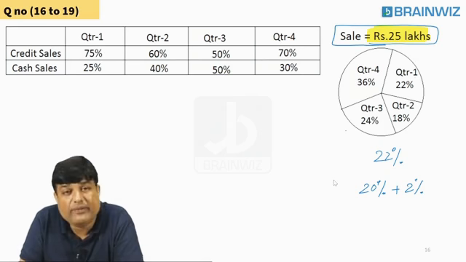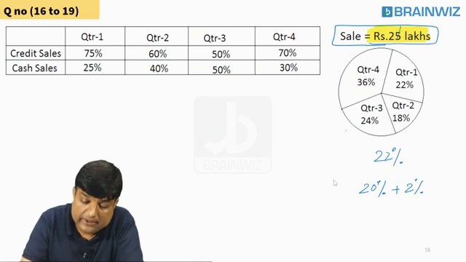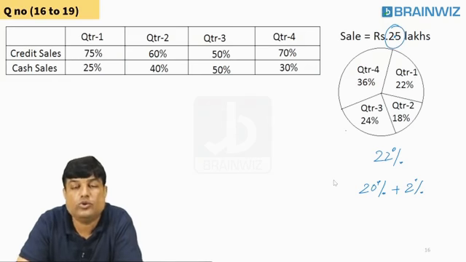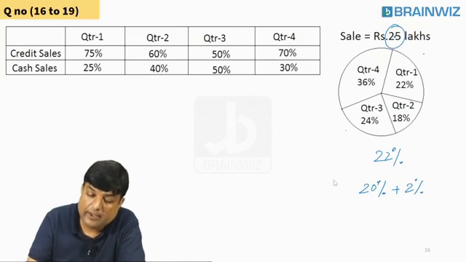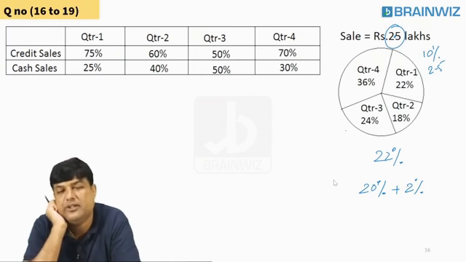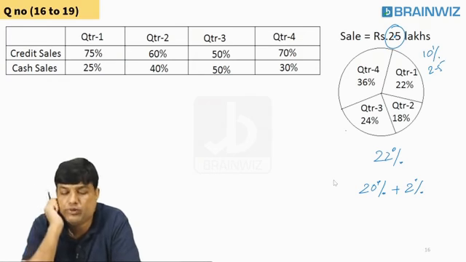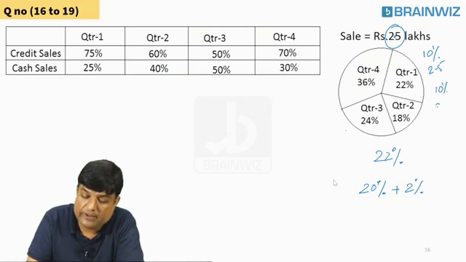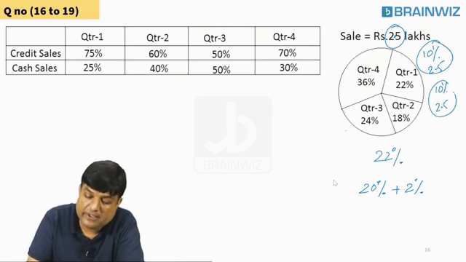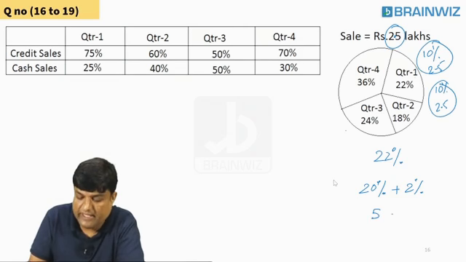Guys, when 25 lakhs is 100%, what is 10%? Keep a dot, that's it. 2.5 lakhs. 10% is 2.5 lakhs. Nothing else, just keep a dot as we learn in percentage. When 10% is 2.5 lakhs, then 10% plus 10%, that is 20%, is 5 lakhs.